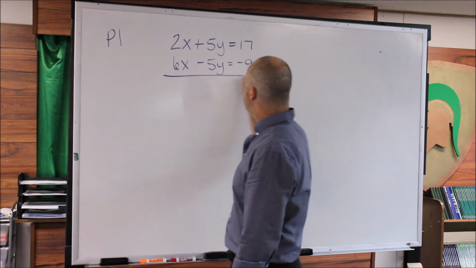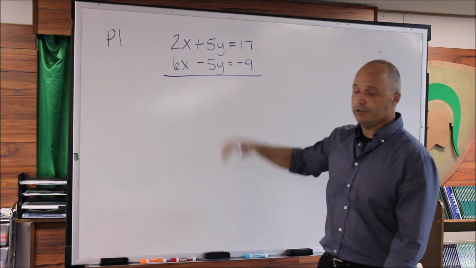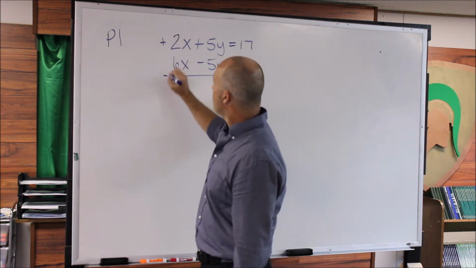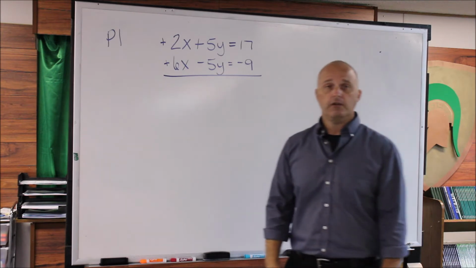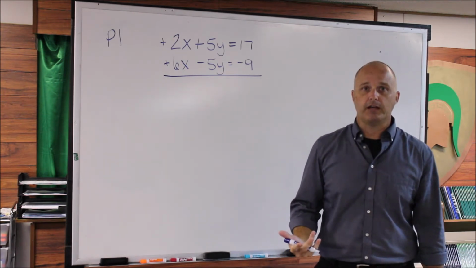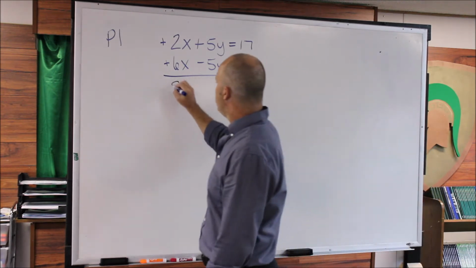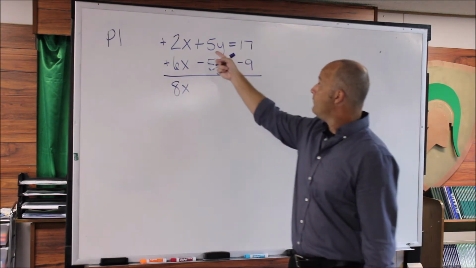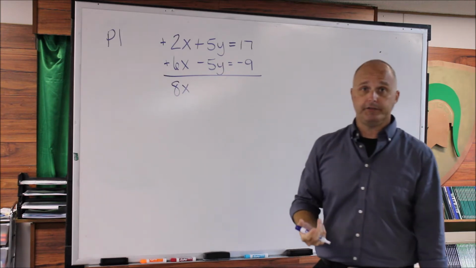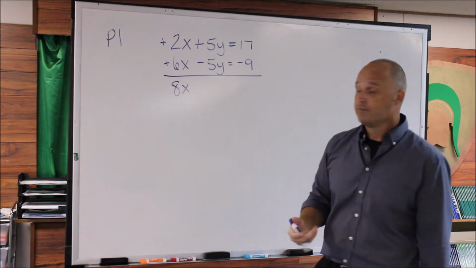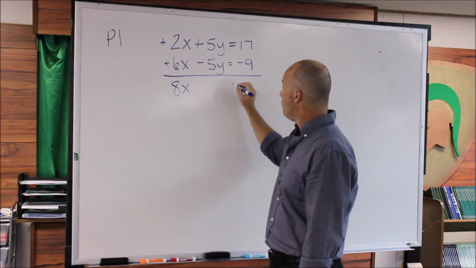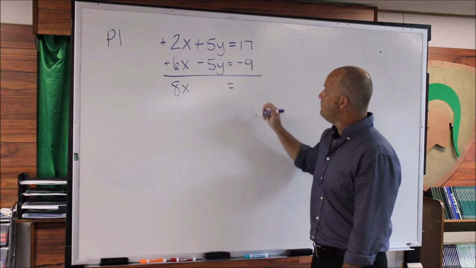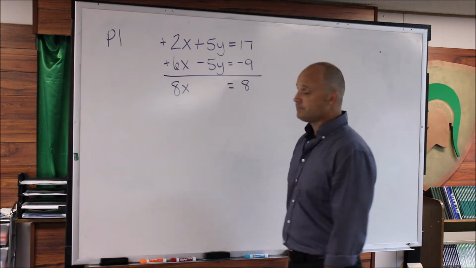So to do this, we're going to draw our addition and subtraction bar underneath, and then whatever the signs are, we're just going to follow those signs. So positive 2x and positive 6x is 8x, because what we're doing is adding 2x and 6x. 5y minus 5y is 0y, so we're left with nothing for the y's. So we've eliminated the y's. Then 17 minus 9 is 8.